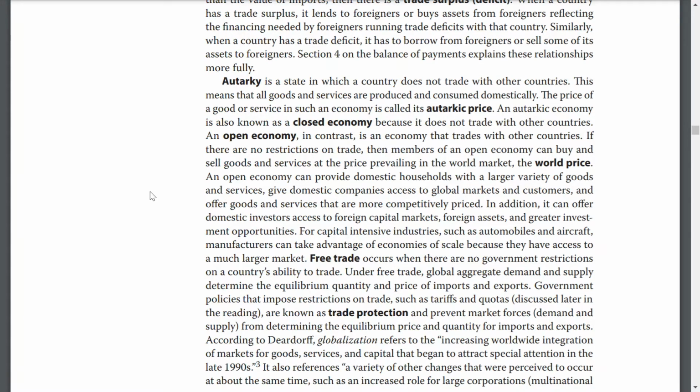If there are no restrictions on trade, the open economy will be able to buy and sell goods at the prevailing world market price. The open economy can provide domestic households with a larger variety of goods and services. It gives domestic companies access to global markets and customers, and offers goods and services that are more competitively priced. In addition, it can offer domestic investors access to foreign capital markets, foreign assets, and greater investment opportunities.